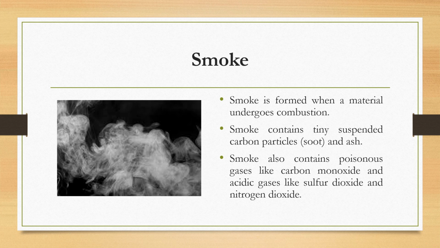You must have noticed that smoke is formed when a material undergoes combustion. Smoke contains tiny suspended carbon particles called soot and ash. It also contains poisonous gases like carbon monoxide and acidic gases like sulfur dioxide and nitrogen dioxide.